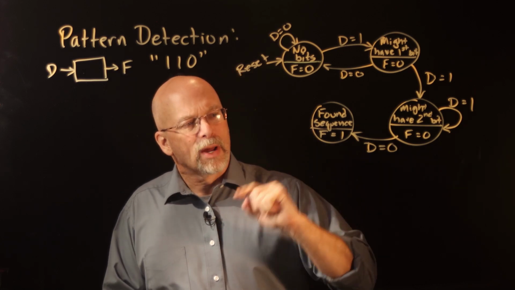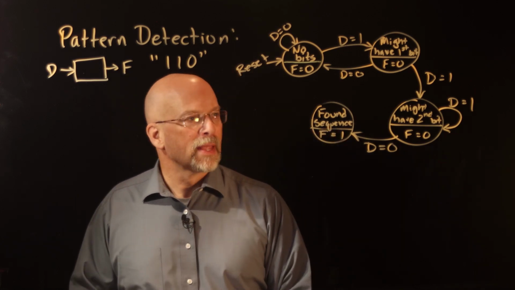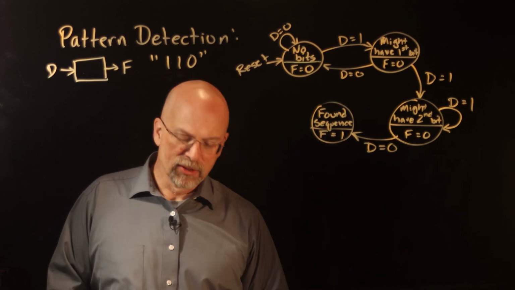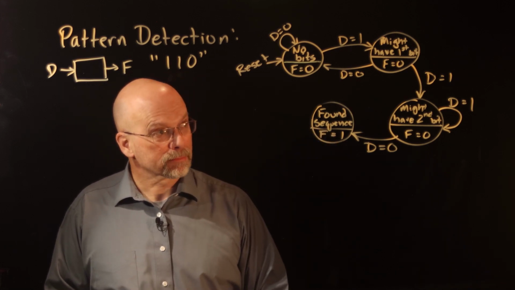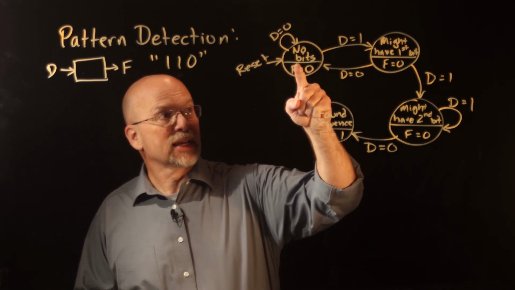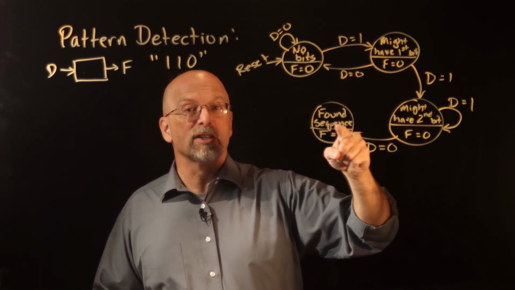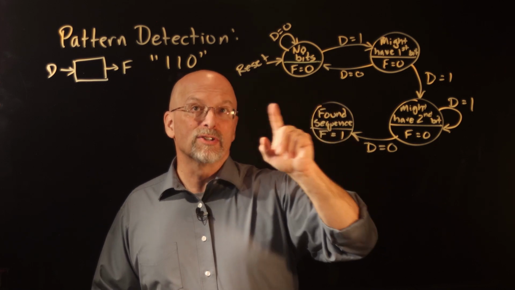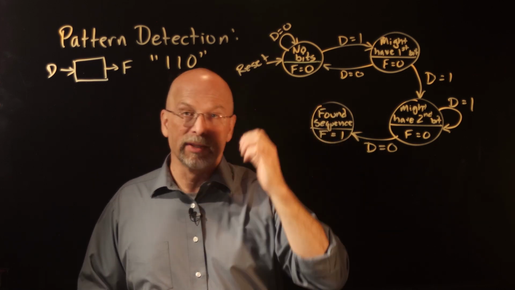Now I need to figure out what happens if I get a 0 and a 1 out of the found sequence. All right, well, a 0, what does that mean? Well, a 0 means I got at least a 1, a 1, and a 0 followed by another 0. That meant there was a 0 following that last 0.